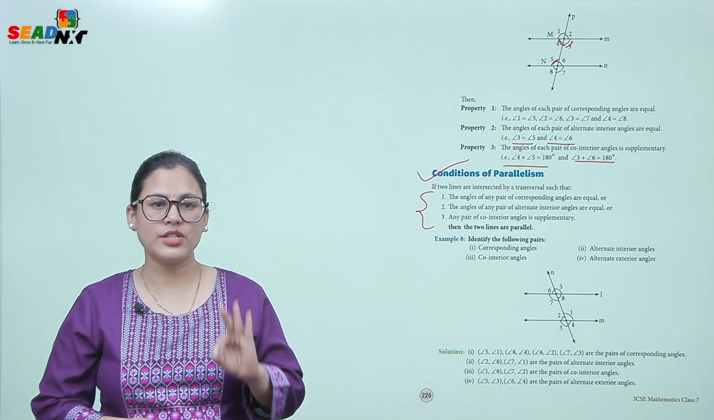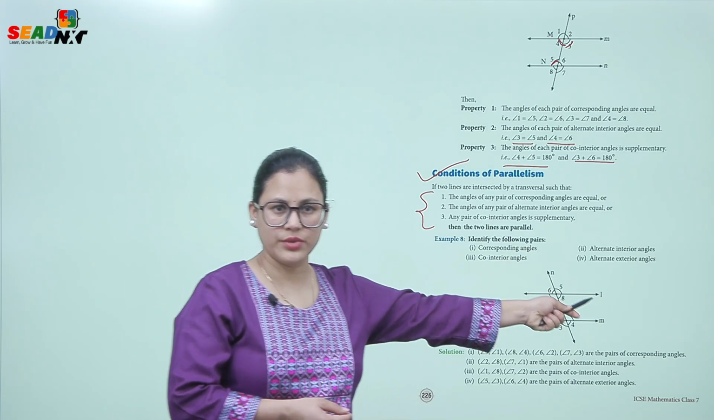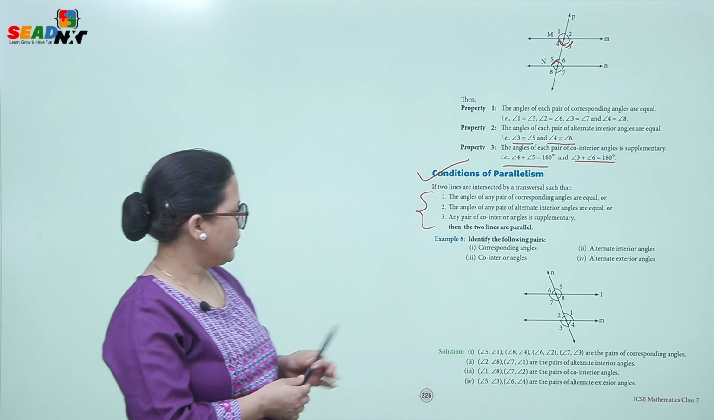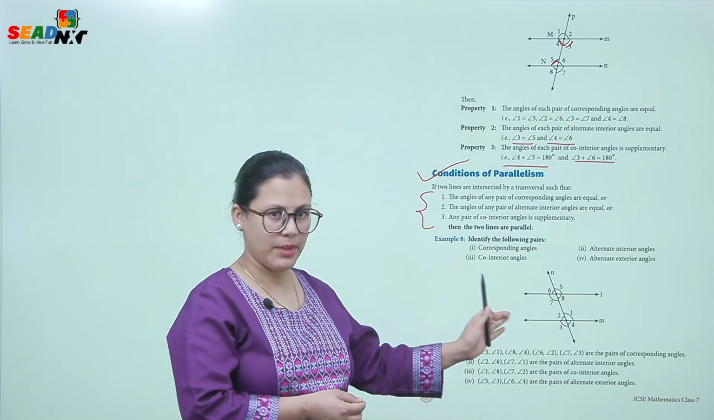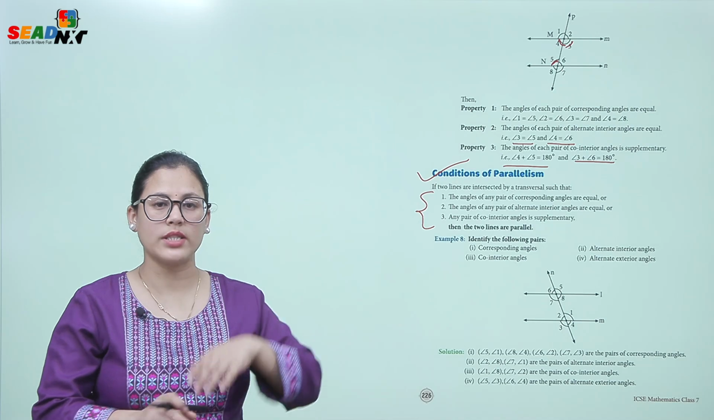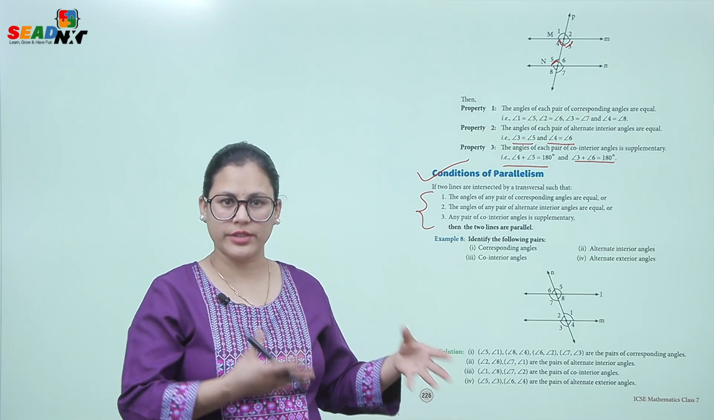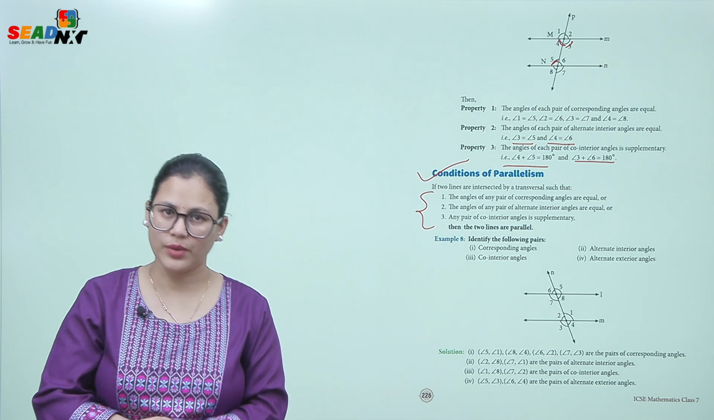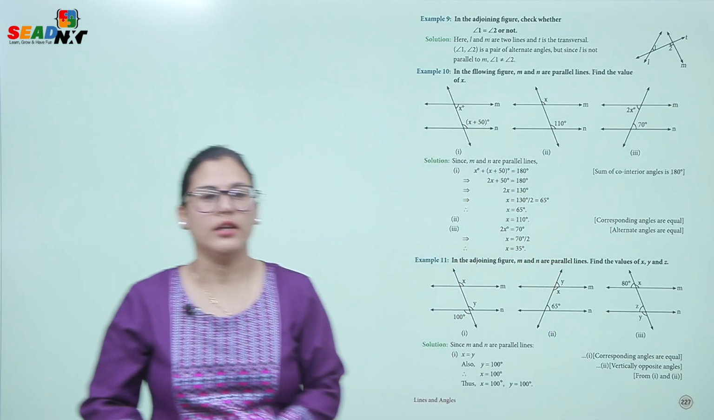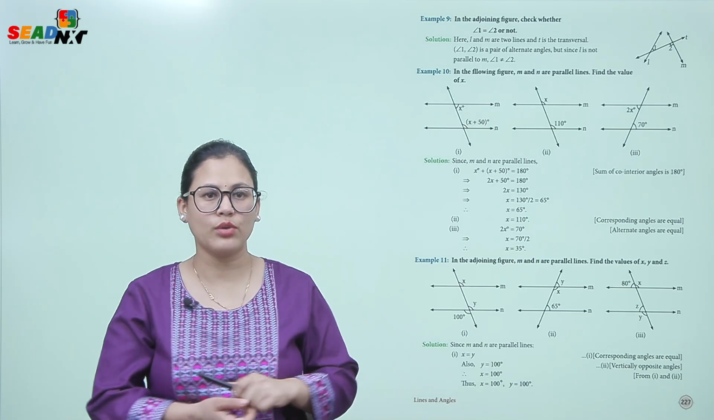Example: identify the following pairs. You have to identify corresponding angles, alternate interior angles, co-interior angles and alternate angles. So these two are the parallel lines. Here some angles are mentioned, so you have to find out which are corresponding angles, which are alternate interior, and which are co-interior and alternate exterior angles. Similarly, you will do example 9 also.